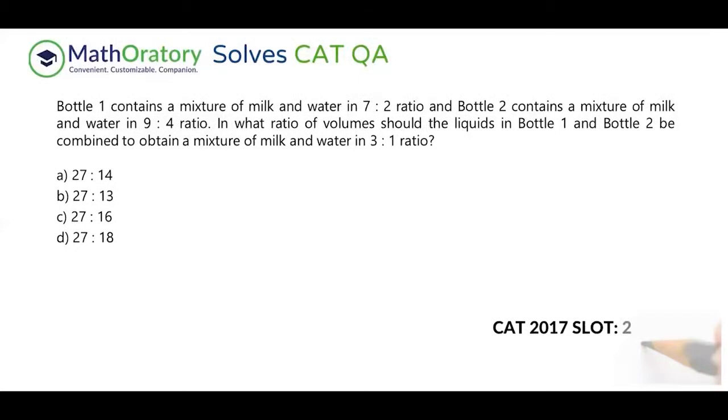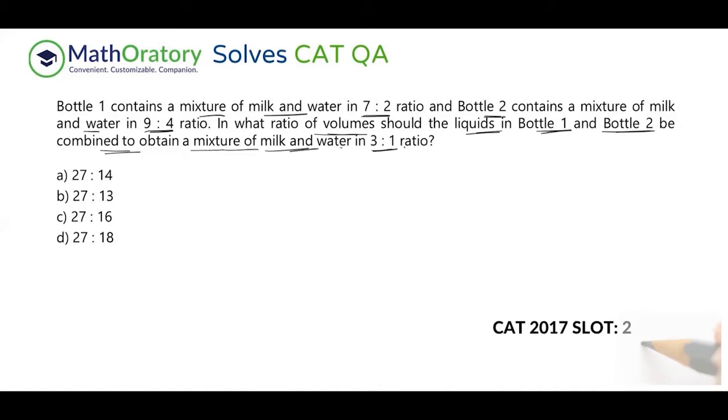Okay, so we have a bottle that contains a mixture of milk and water in the 7:2 ratio, and bottle 2 contains a mixture of milk and water in 9:4 ratio. Now, in what volumes should the liquids in bottle 1 and bottle 2 be combined to obtain a mixture of milk and water, which is in the ratio 3:1?